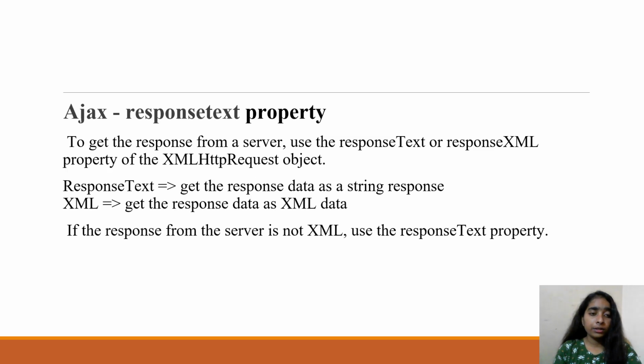Another property is the AJAX response text, used to get the response from a server using the responseText or responseXML property of the XMLHttpRequest object. The responseText gets the response data as a string, and responseXML gets the response data as XML data. If the response from the server is not XML, it uses the responseText property.